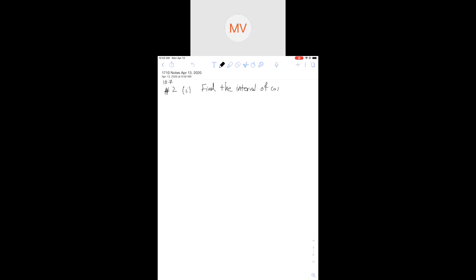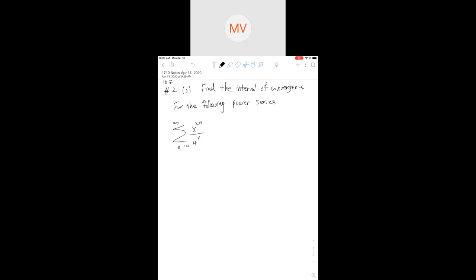So find the interval of convergence for the following series, or power series. Okay, so this one is the summation of x to the 2n over 4 to the n, starting from 0 to infinity.